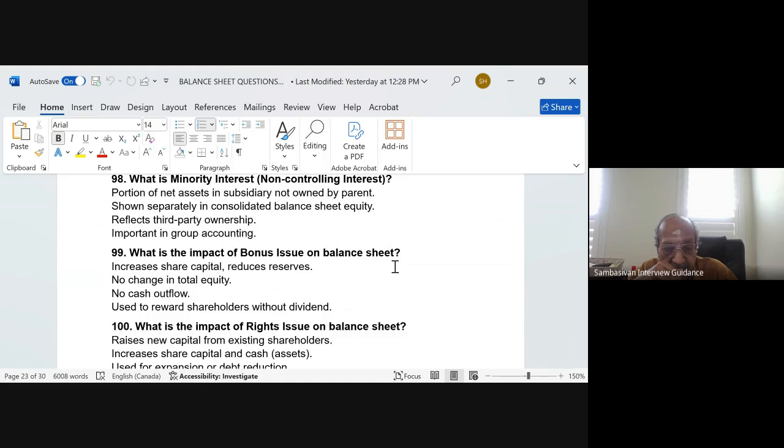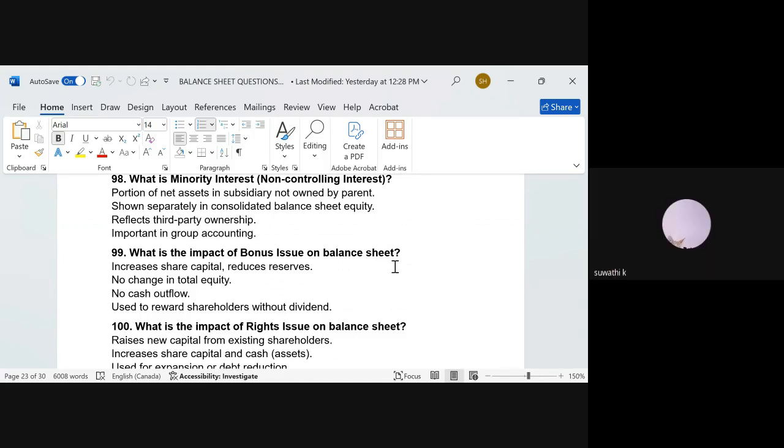Okay, continue. 99. What is the impact of bonus issue on balance sheet? Increases share capital, reduces reserves. No change in total equity, no cash outflow, used to reward shareholders without dividend.